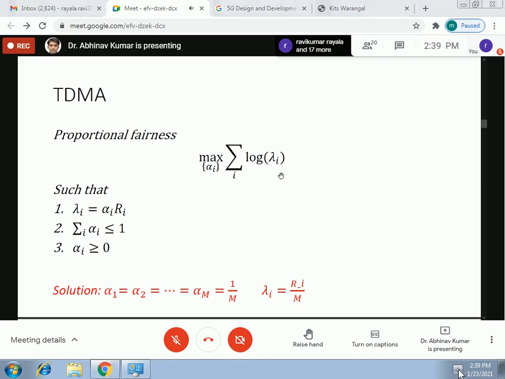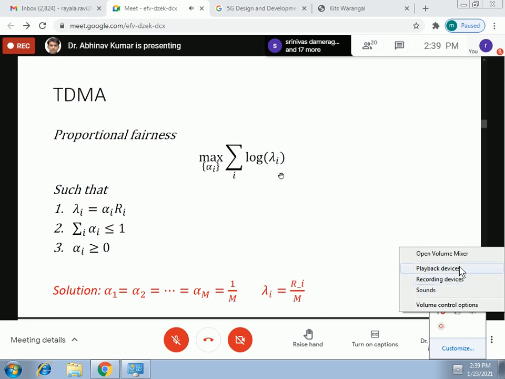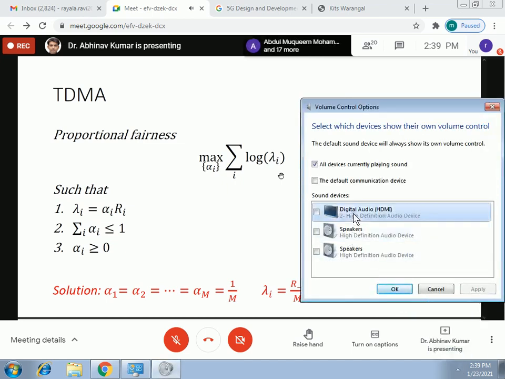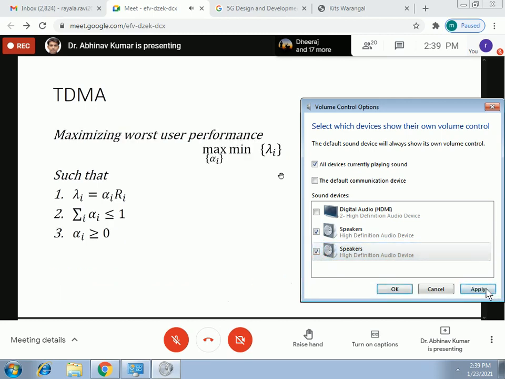So it is equal resource allocation, but not equal rate. The rates are different. The rates turn out to be lambda i equal to R i by M. So M is the same, but R i's vary between each user i, right? So that's the solution for this proportional fairness based TDMA scheduler. And now this is one possible objective function where the resultant solution turns out to be equal resource allocation. But we can again change the objective function to something of this sort.